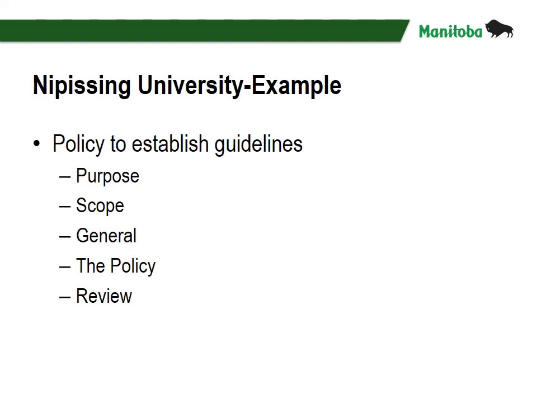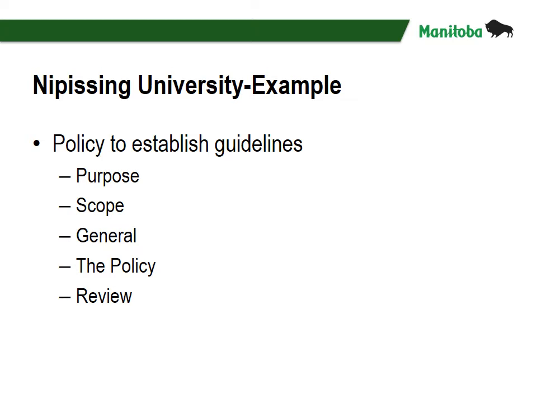Under this Nipissing University example, they've set forth their policy to establish their guidelines. The purpose of this policy is to establish guidelines for the use of email polling and electronic voting with regard to the decision-making authority of the Board of Governors and its committees.